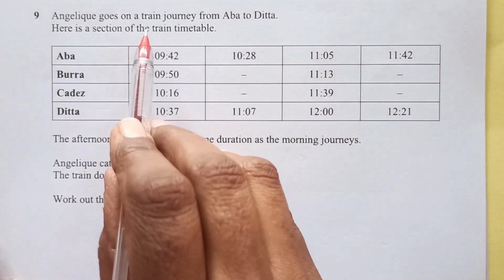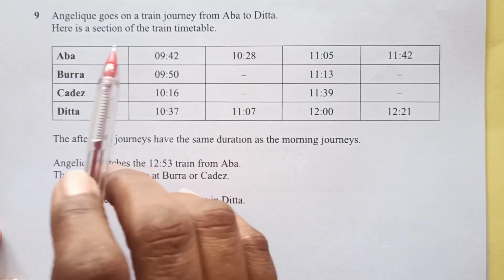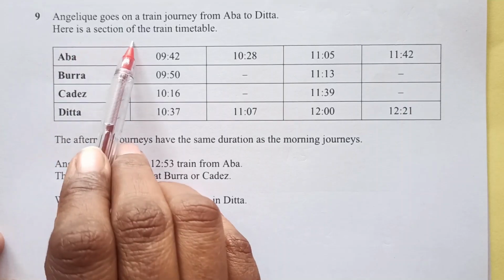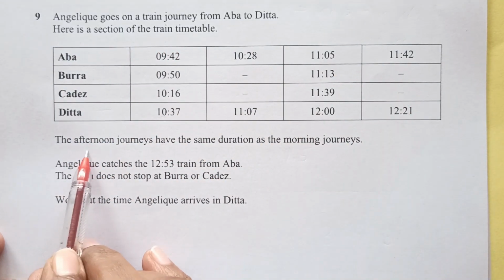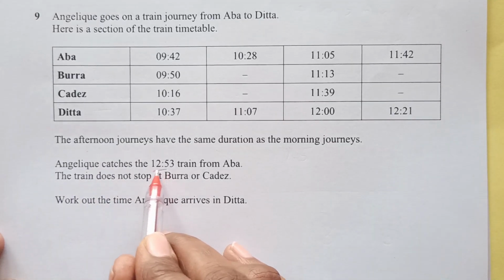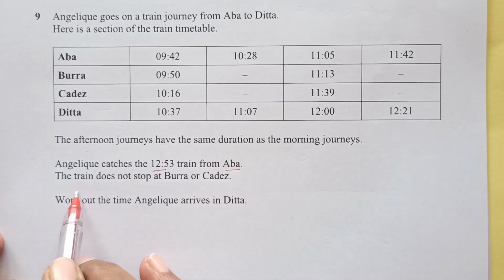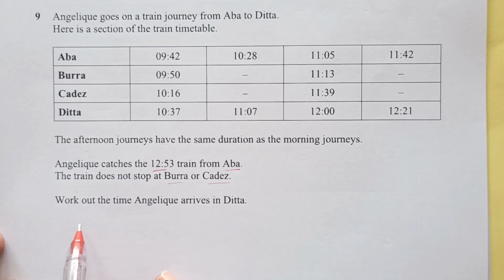Angelique goes on a train journey from Aba to Dita. Dita, I don't know how to pronounce. Here is a section of the train timetable. This is the timetable. The afternoon journeys have the same. So Angelique catches 12:53 train from Aba. The train does not stop at Bura and Cadiz. Work out the time Angelique arrives in Dita. So we have to be very careful while searching the process.